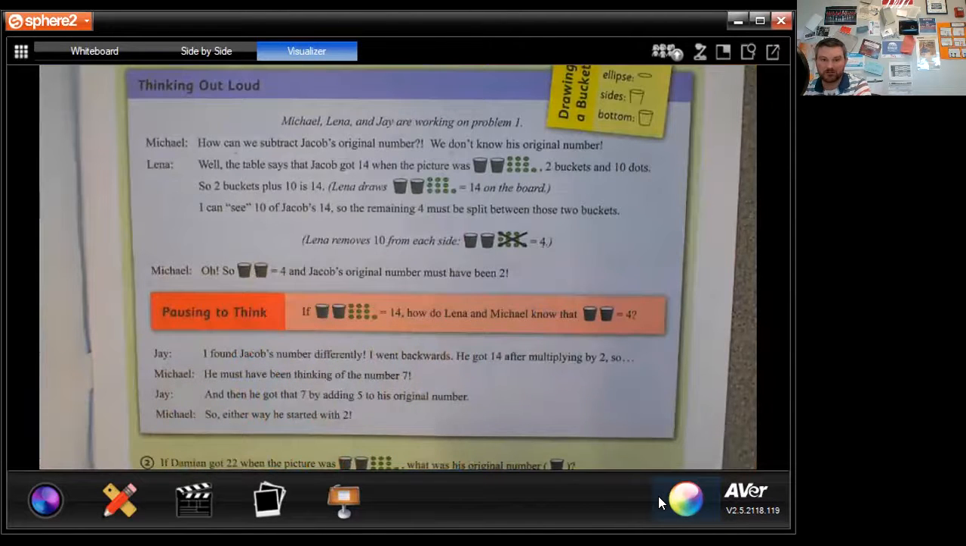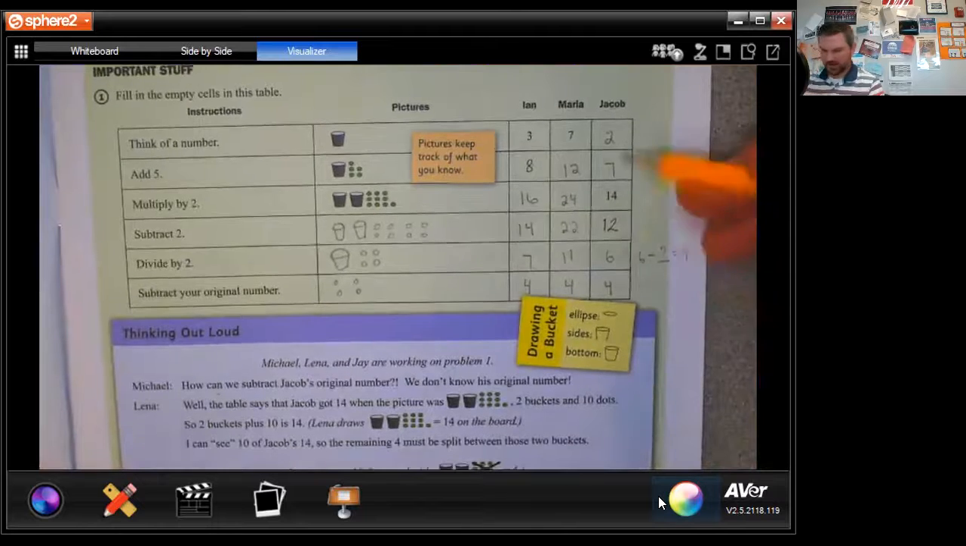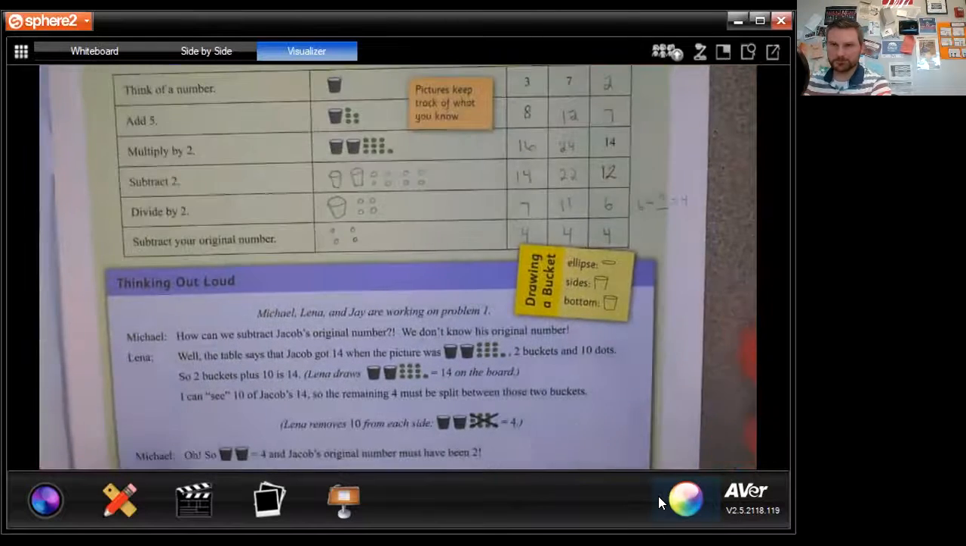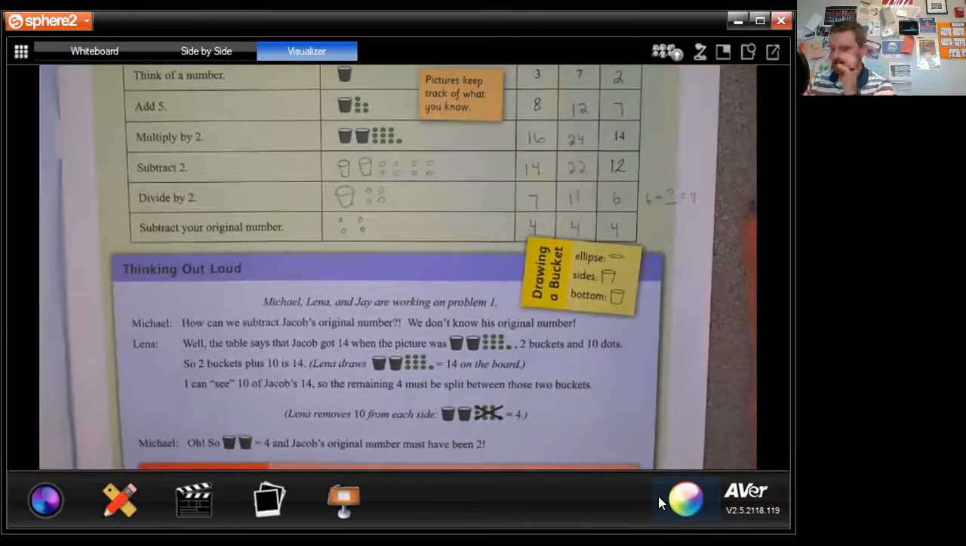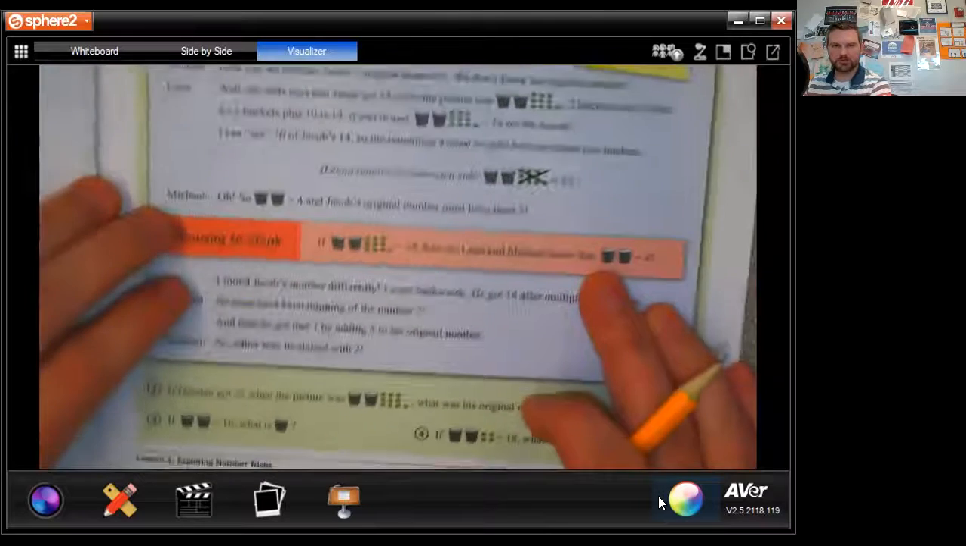This is kind of like the flour problem that we had the other day, and you got to figure out what they represent. So I found Jacob's number differently. I went backwards. He got 14 after multiplying by 2, so he must have been thinking of number 7. And then he got 7 by adding 5. So either way, he started with 2. And we actually did this Jacob's column a little bit differently. Okay, so it doesn't really matter your process here. It just matters that you're making sure you have concrete math to back it up.